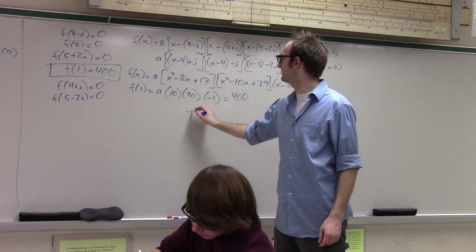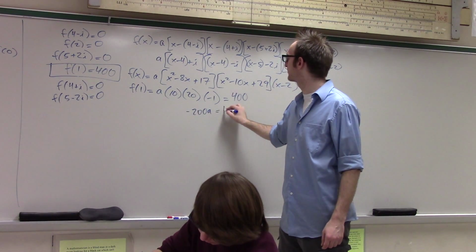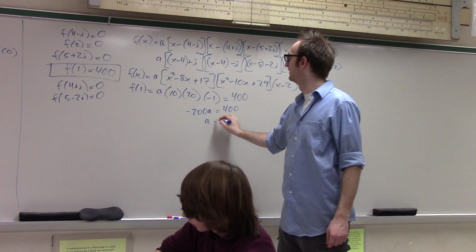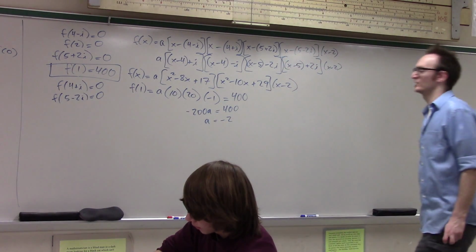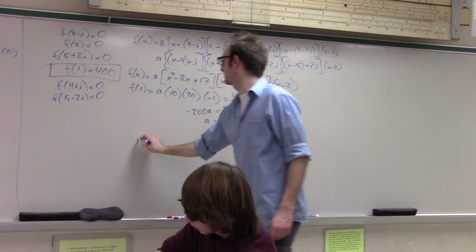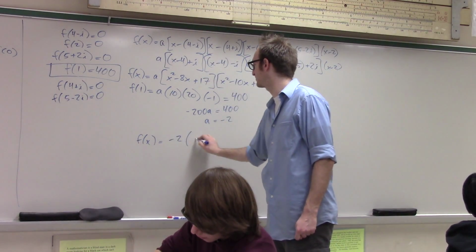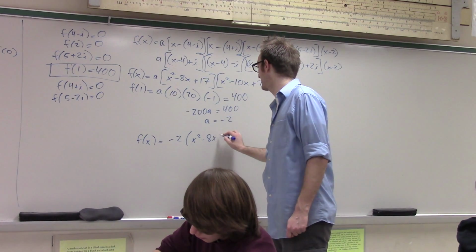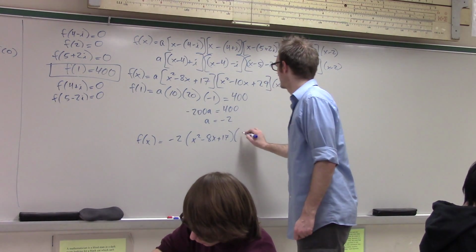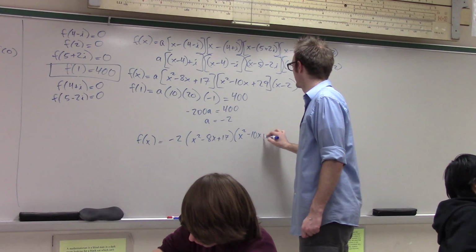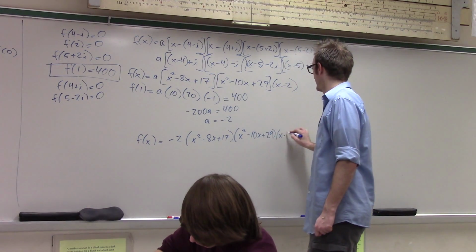So now I have a little equation which says negative 200a is 400. You guys following this? So yes, good. So a is negative 2. Using this sequence of steps, I have now determined that the function actually looks like negative 2 times x squared minus 8x plus 17, times x squared minus 10x plus 29, times x minus 2.